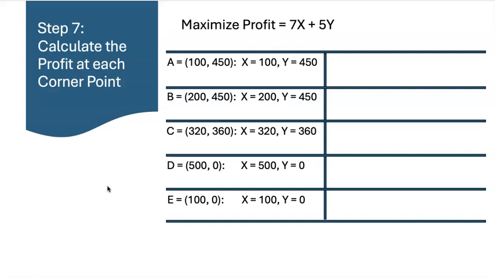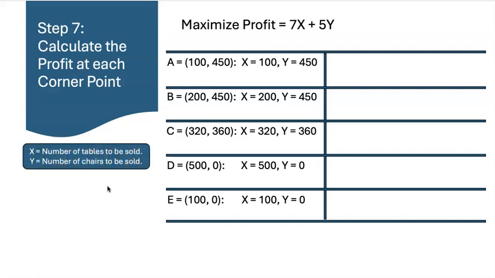Remember, the objective function says maximize the profit, and we calculate profit as 7 times the value of x plus 5 times the value of y. And remember that x represents the number of tables, while y represents the number of chairs. So here goes. For the first one, we have 7 times 100 plus 5 times 450. That works out to 2,950. That's the profit at corner point A.